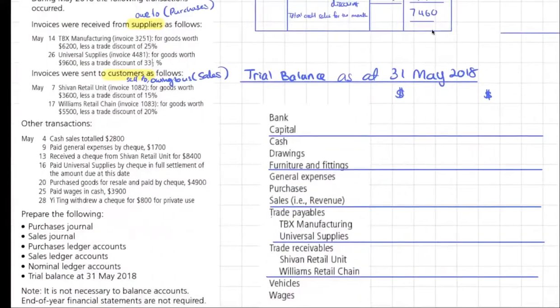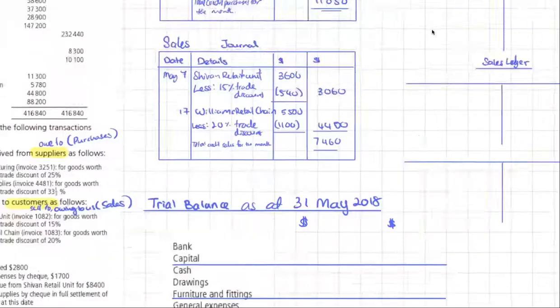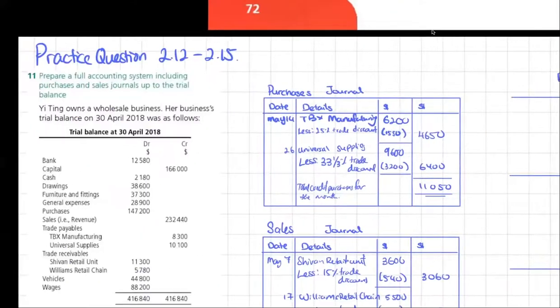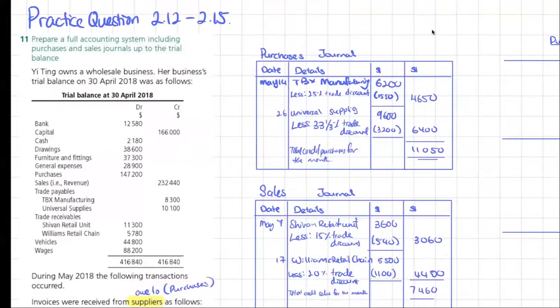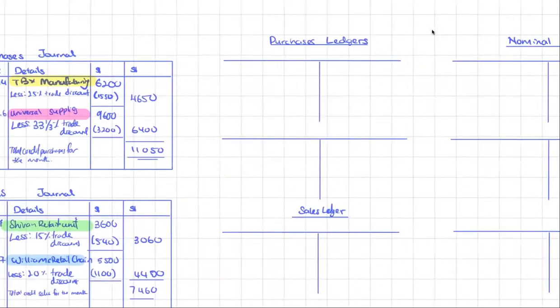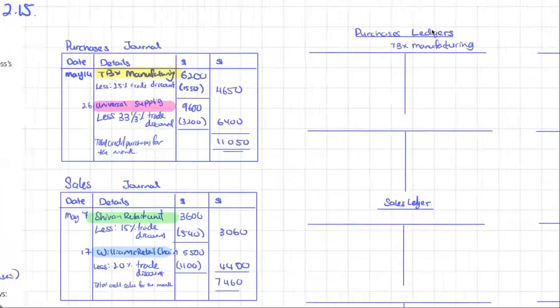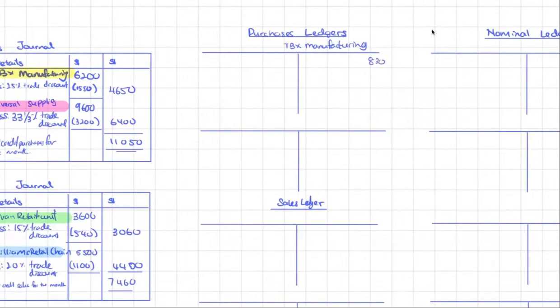Next we need to open our purchases ledger account. Let's look at our purchases ledger account here. Let's check if they have any balances. We have TBX here, Universal Supplies here, Shivan here, and then William. They have a balance, so we're just going to bring in the balance together. TBX Manufacturing 8,300. Since they are liabilities, we're going to put them on the credit side, 8,300 as balance.